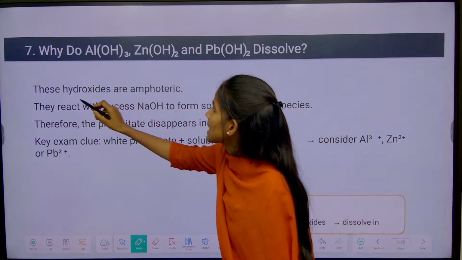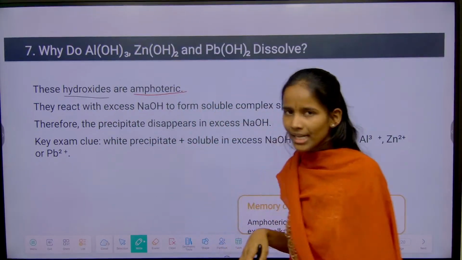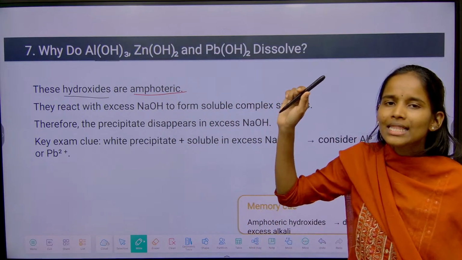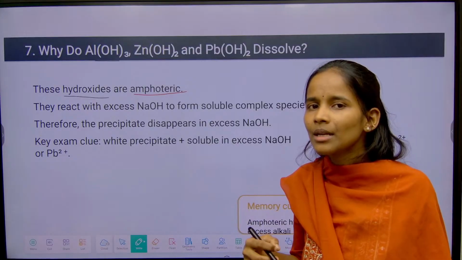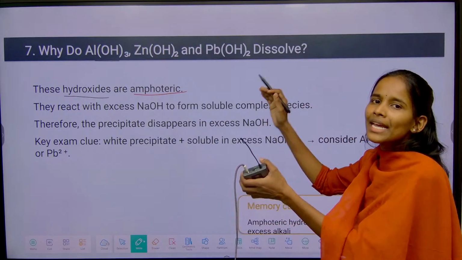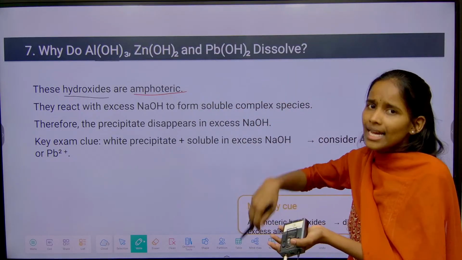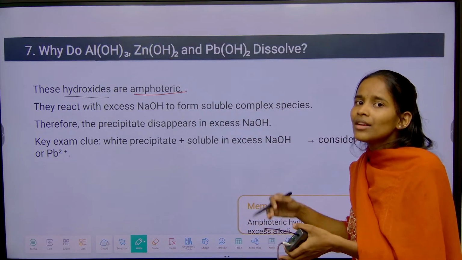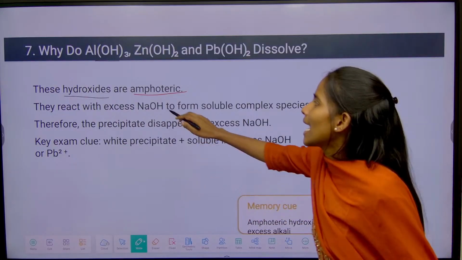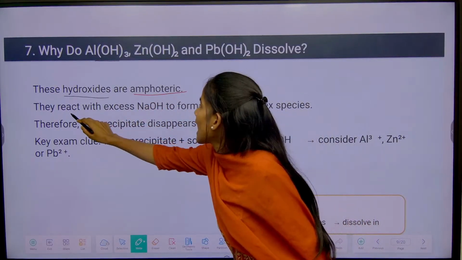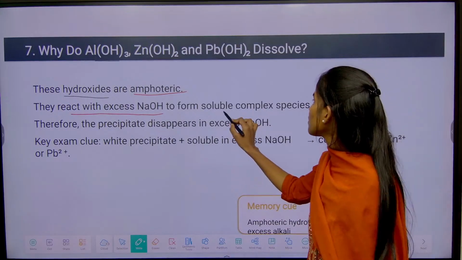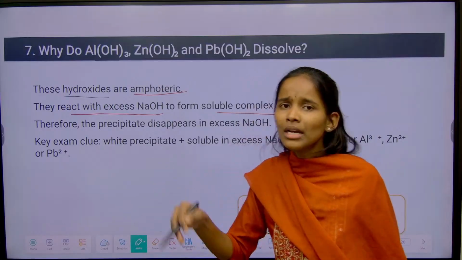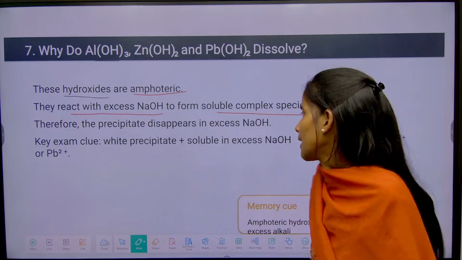See here, these hydroxides are amphoteric in nature, right. Aluminium hydroxide, zinc hydroxide and lead hydroxide are all amphoteric in nature. Amphoteric means they behave as both bases and acids. In the presence of a base, they will act as acids. In the presence of an acid, they can behave as bases. That is amphoteric in nature. That is why they react with excess NaOH to form soluble complexes, okay. And as they are soluble, whatever precipitate is formed will disappear.